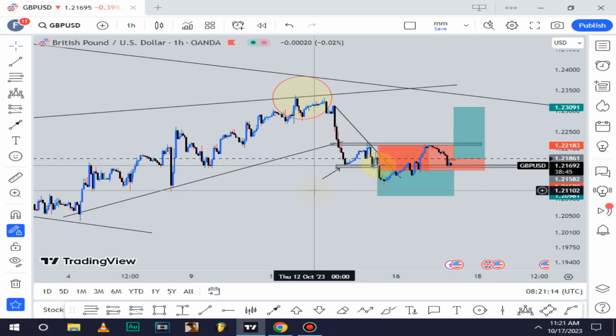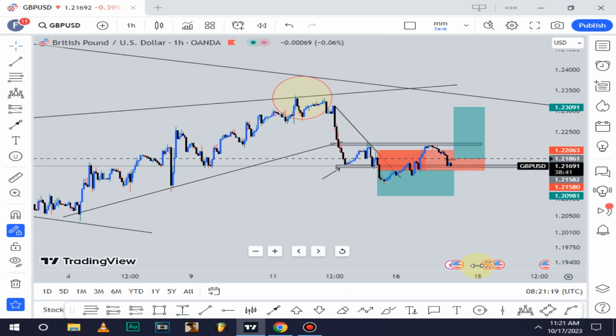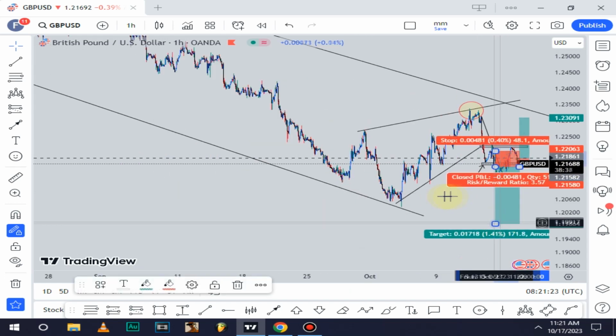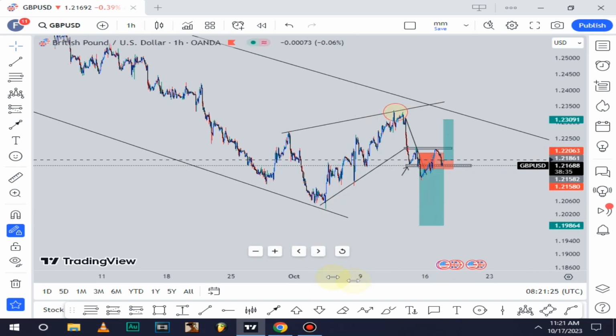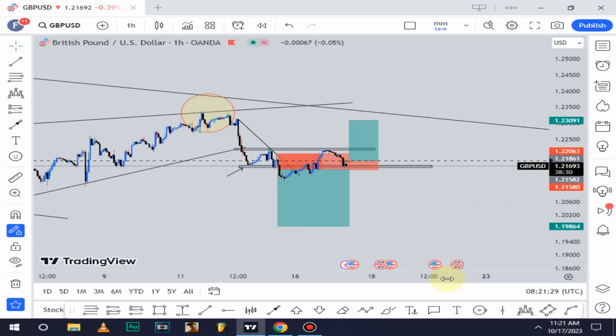That is why I did take my sell position over here and stop loss above that zone. And guess what? My take profit was all the way down. Okay. But when Monday came, that is yesterday, price started giving me some new structures.